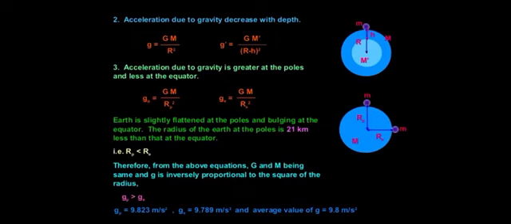And the values also I have given you: on poles the acceleration due to gravity is 9.823 meter per second square, and at equator it is 9.789 meter per second square, and the average value is always 9.8 meter per second square because it is not so much variation. So always we take this average value for our calculations, that is 9.8 meter per second square, and to make the calculations easy we can take it as 10 also.